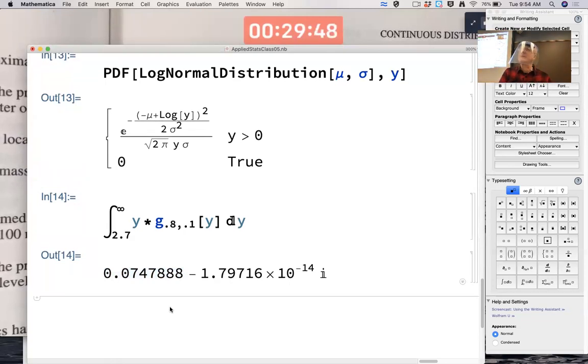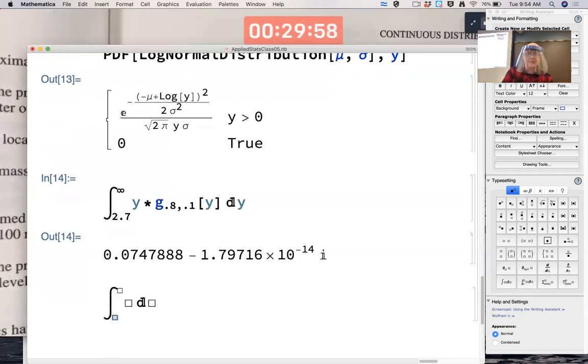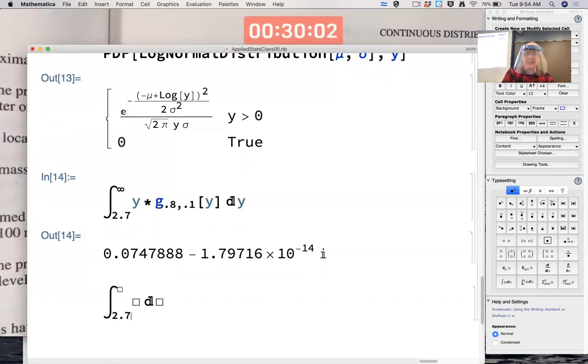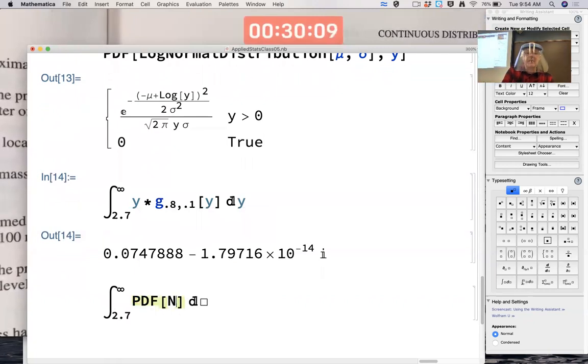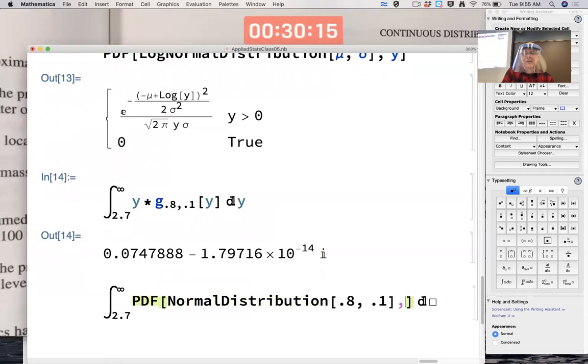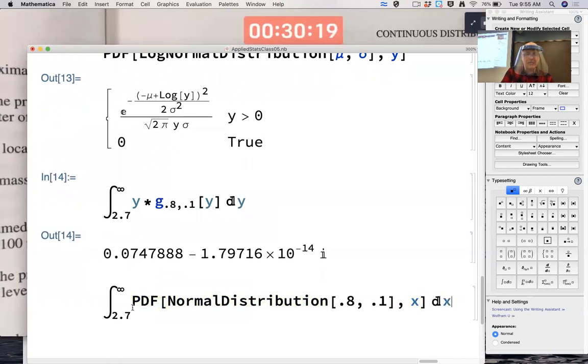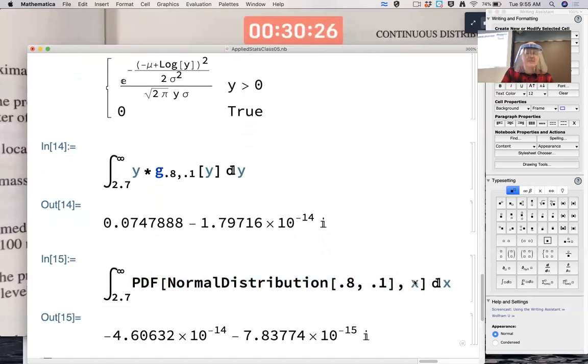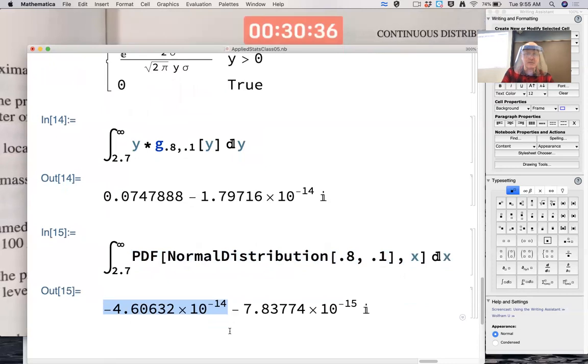Does this correspond to a certain probability for the log of y, a certain normal distribution? Would I integrate a normal distribution from 2.7 to infinity and get the same answer? We can do this. That's the PDF of a normal distribution with a mean of 0.8 and a standard deviation of 0.1. Does this give the same answer? No, it doesn't. In fact, okay, again, ignore the I part. There's the real part. That's the answer. It's microscopic. It's not the same.